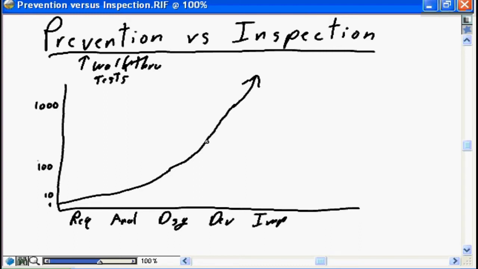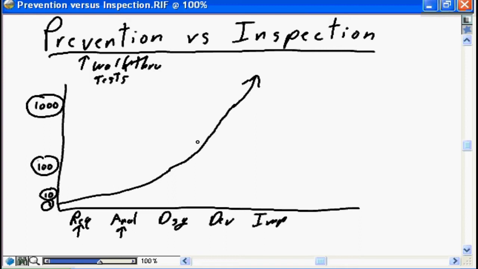If we look at a well-published graph in terms of the cost for fixing problems found throughout a life cycle, if we find the problem during requirements, it costs $1 to fix. If we don't find the problem until we're in analysis, it's going to cost $10 to fix. If we don't find the problem until we're in design, it's going to cost $100 to fix. If we don't find the problem until it's in development, it's going to cost $1,000 to fix. If we don't find the problem until it's in implementation, it's somewhere way up here off the graph at $10,000 to fix.